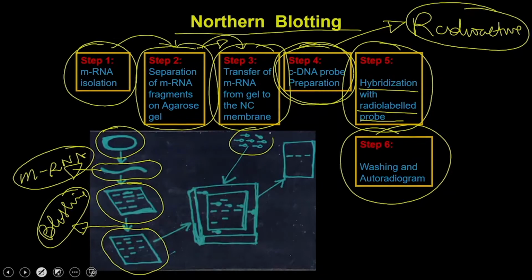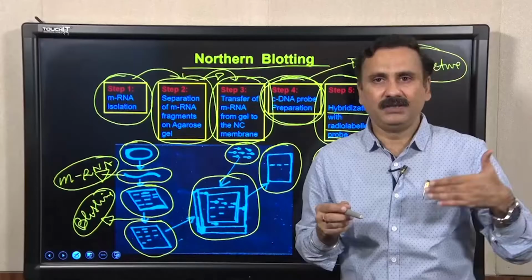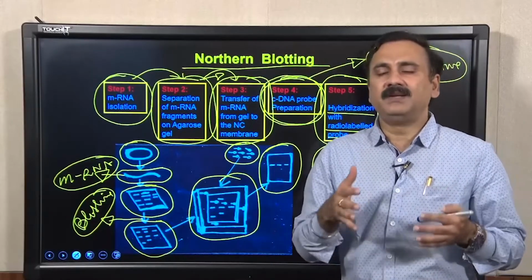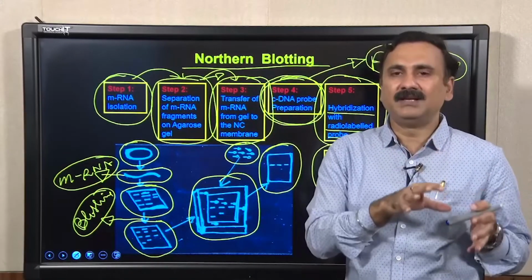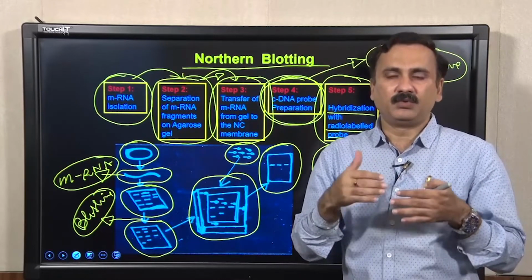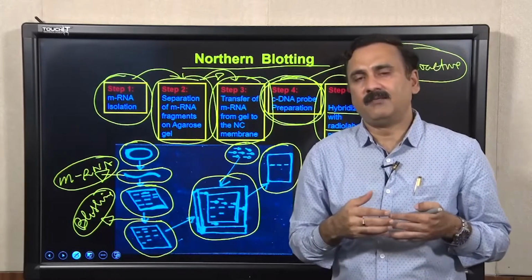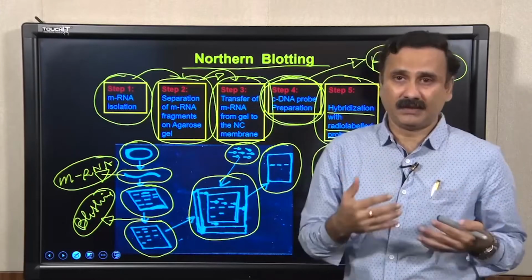So, you have a radioactive probe. When you incubate your nitrocellulose membrane with the radioactive probe, the probe binds to the membrane, and that is how it gives you the radioactive signal, which you can detect on X-ray films in the process called autoradiography. Let us start discussing each and every step and how you can complete the Northern blotting to detect the RNA present within the cell.